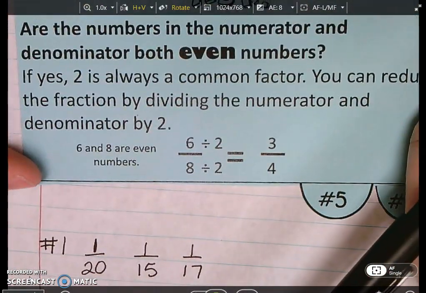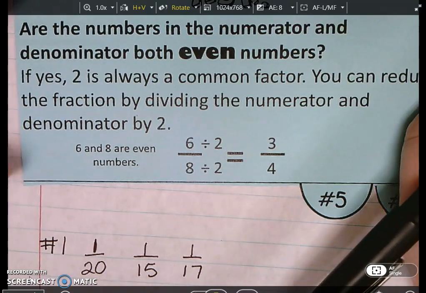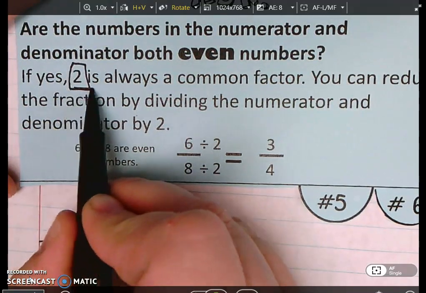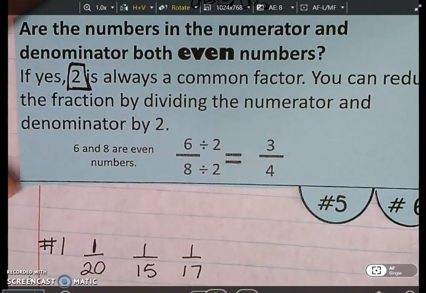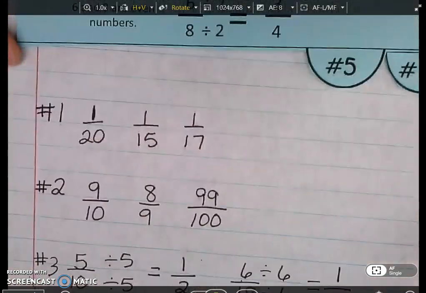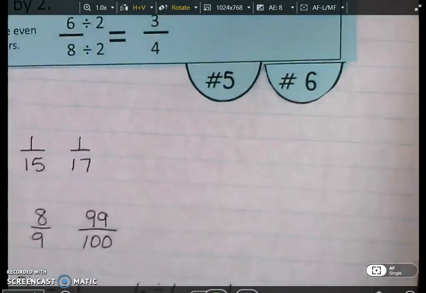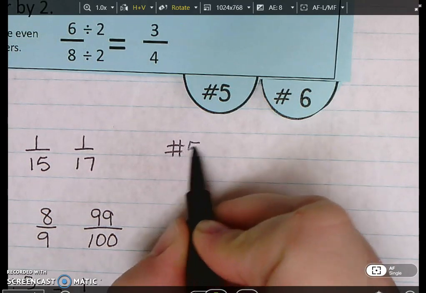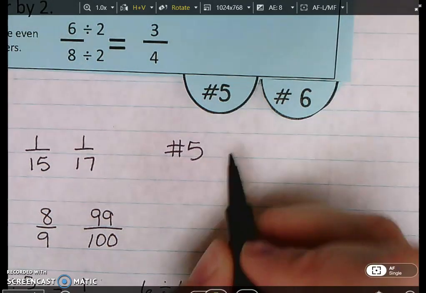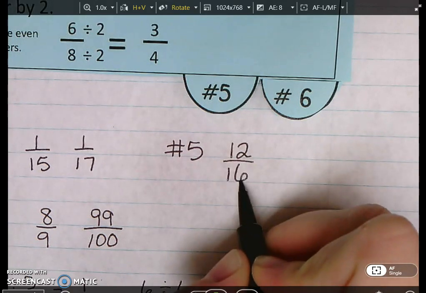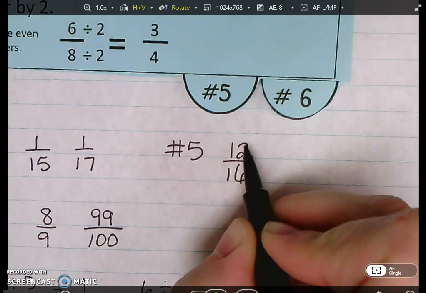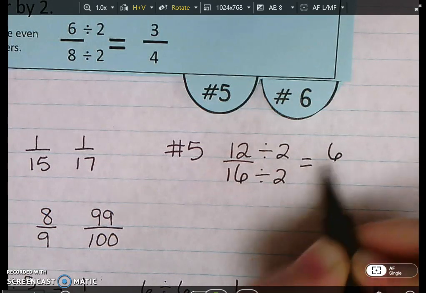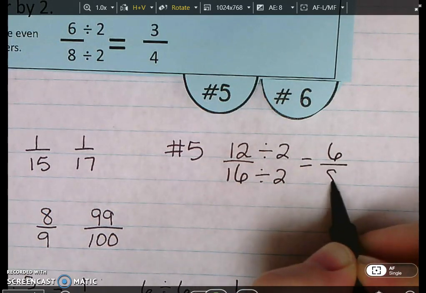Are the numbers in the numerator and denominator both even? If they're both even, 2 is always going to be a common factor. So you can always divide by 2. I think I'm out of room on the bottom of my paper, so I'm just going to use the side here. So we're talking number 5. If we're thinking both even numbers, let's say we've got 12/16. They are both even. So that means I can divide by 2. 12 divided by 2 is 6. 16 divided by 2 is 8.